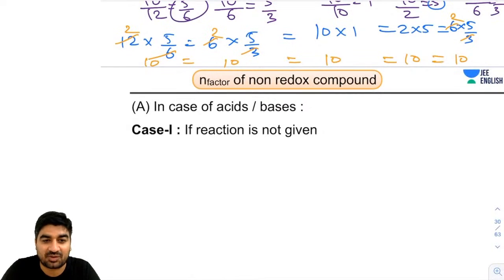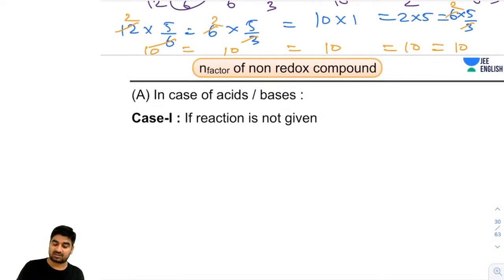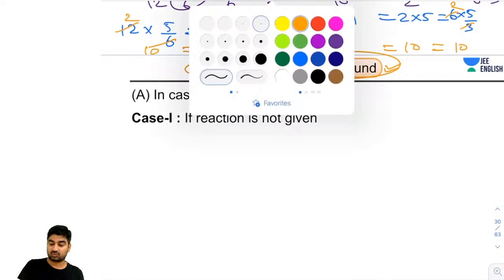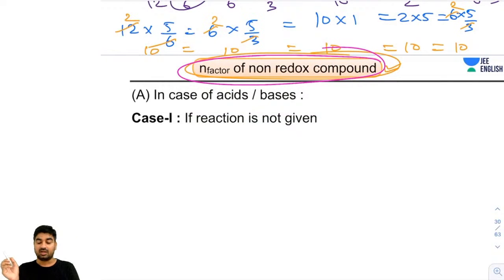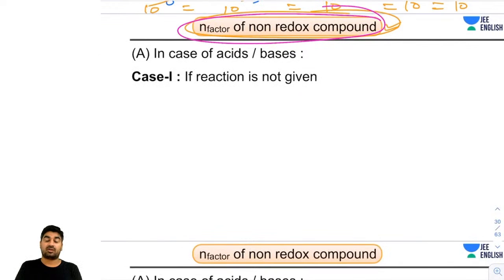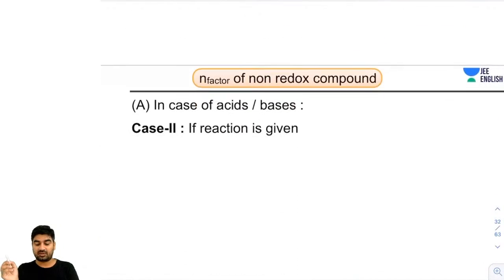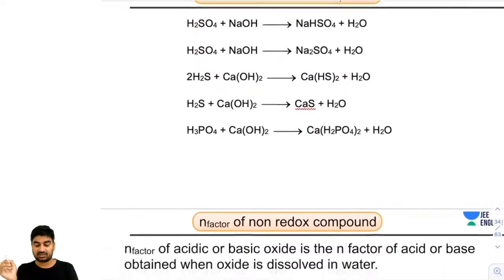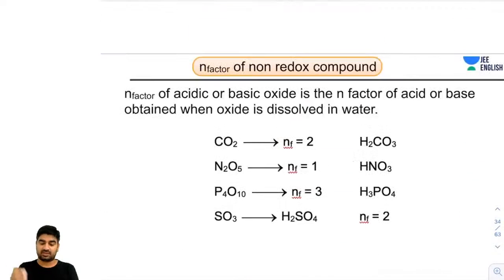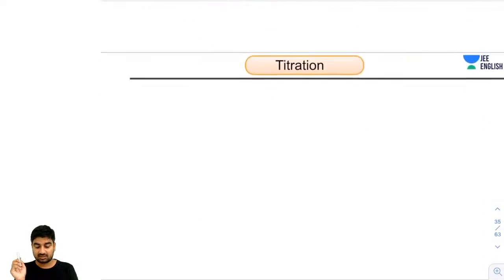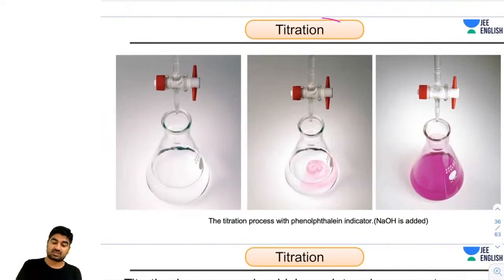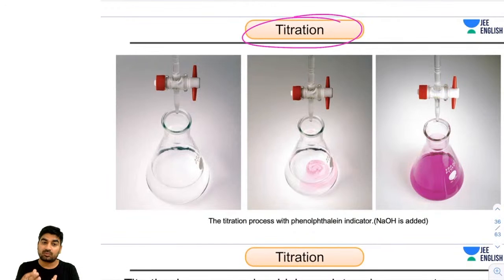N factor for redox. Today it is over. And in the next class, I will tell you how to calculate n factor for non-redox. And after this, in non-redox we have acid base, and then we have acid base reaction when the reaction is given. And after this I will take some special cases of how to calculate n factor of oxides, right? And after this I will start titrations. What do you mean by titrations?